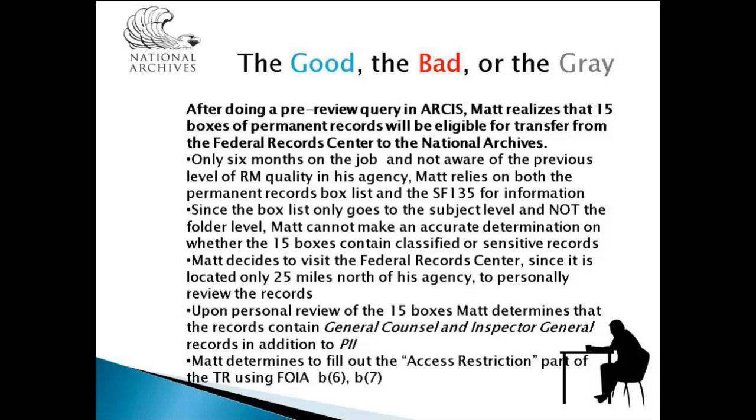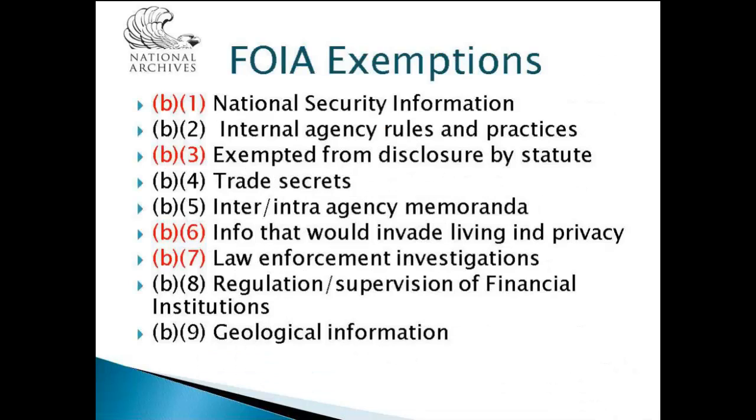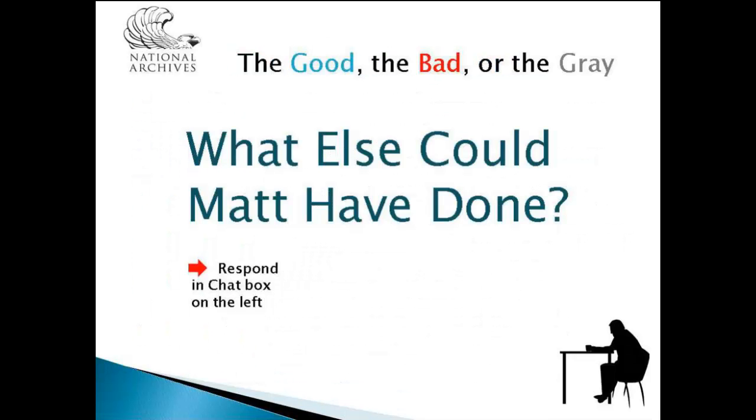He decides to visit the Federal Records Center, since it's located only 25 miles north of his agency, to personally review the records. Upon personal review of the 15 boxes, he determines that the records contain General Counsel and Inspector General records in addition to personally identifiable information. Matt determines to fill out the access restriction part on the transfer request, that's in ERA, using B6 and B7. So we jump back real quick. B6, info that would invade a living person's privacy, and B7, law enforcement. That sounds pretty good. But what else could Matt have done?